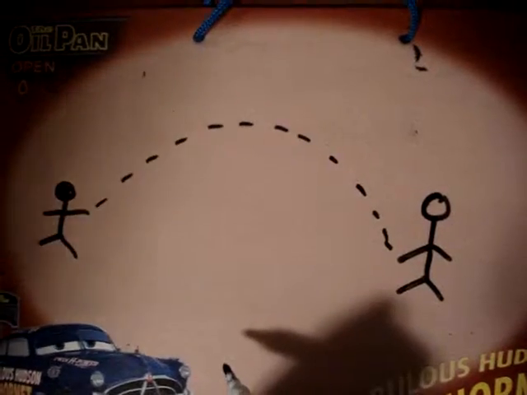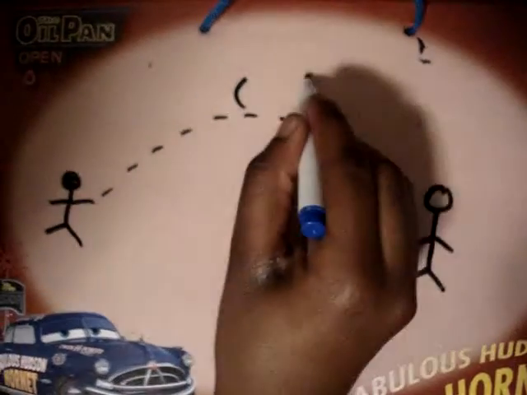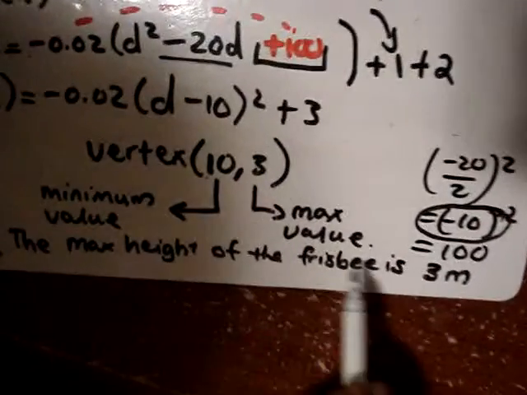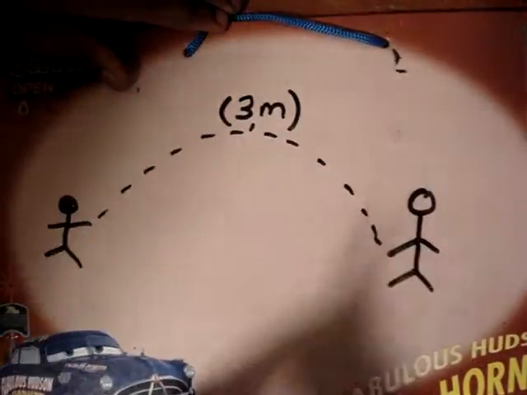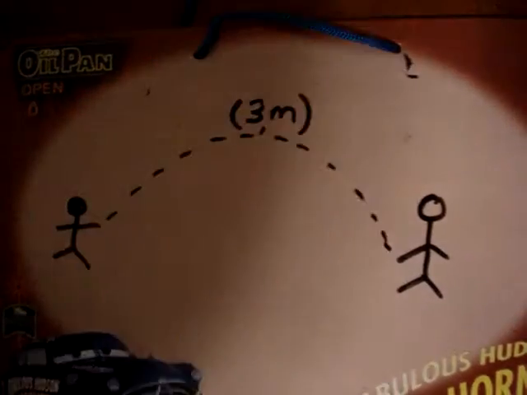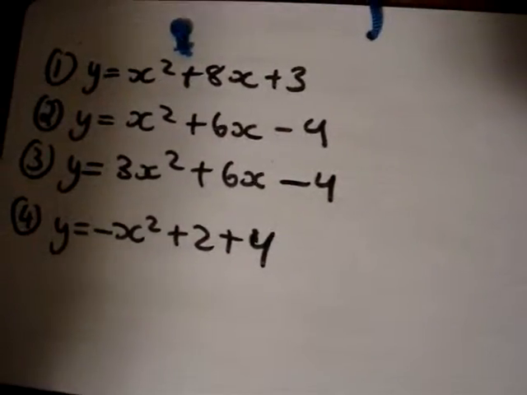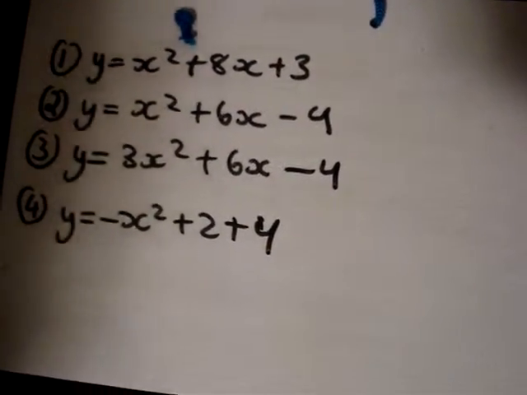So what the question was asking was, what is the maximum height? What height is it? What is the maximum height that the frisbee reaches? And that's how you calculated it all. We go back here, and the maximum height of the frisbee will be 3 meters. So at this point, the frisbee was 3 meters high. That's a little illustration.